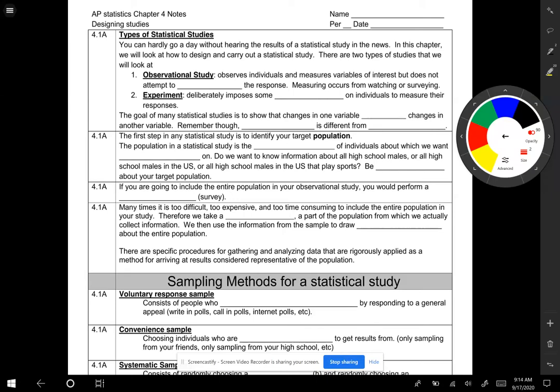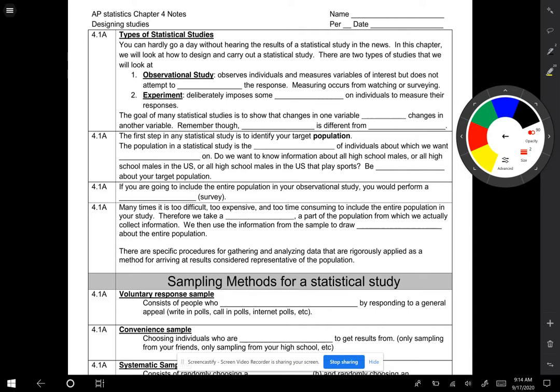Hello, stat students. Today we are going to start chapter 4. Chapter 4 is called Designing Studies. So we're going to take a look at how to design a study. Are studies appropriate? Were they carried out efficiently and in a correct manner? So that is what we're going to do in chapter 4.